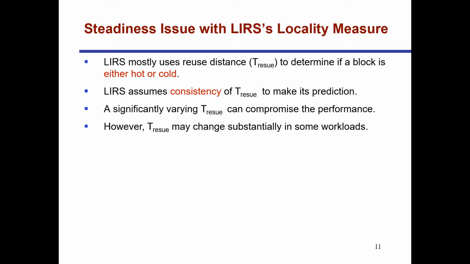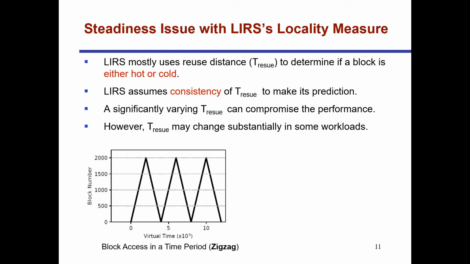LIRS mostly uses reuse distance t-reuse to determine if a block is either hot or cold, and it assumes consistency of t-reuse to make the prediction. It's assumed that a small t-reuse is going to be followed by another small t-reuse. A significantly varying t-reuse can compromise its performance. However, we do see that in some workloads, t-reuse may change substantially.